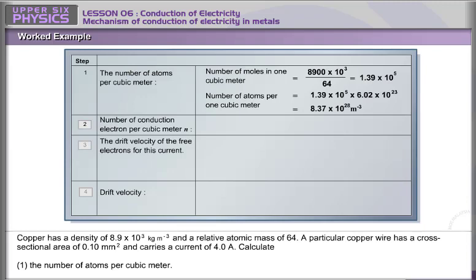Copper has a density of 8.9 times 10 to the power of 3 kg per cubic meter and a relative atomic mass of 64. A particular copper wire has a cross-sectional area of 0.10 square millimeter and carries a current of 4.0 ampere. Calculate the number of atoms per cubic meter.